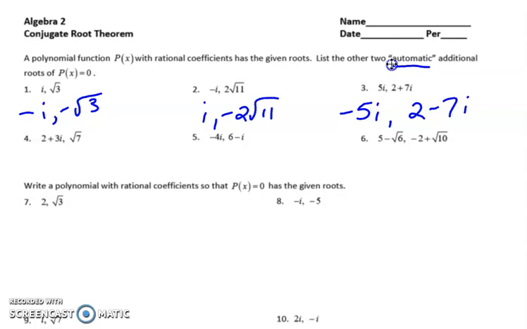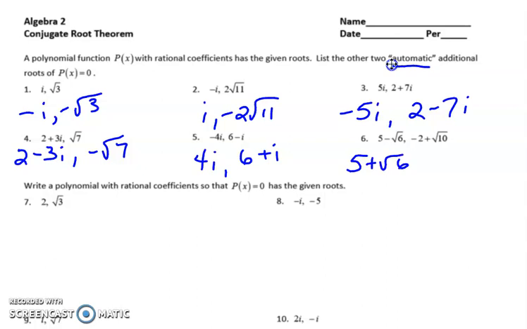Notice the only thing changing is plus and minus signs. If I have 2 plus 3i, I must have 2 minus 3i. If I have positive square root of 7, I must have negative square root of 7. If I have negative 4i, I must have positive 4i. If I have 6 minus i, I have to have 6 plus i. If I have 5 minus the square root of 6, I must have 5 plus the square root of 6.